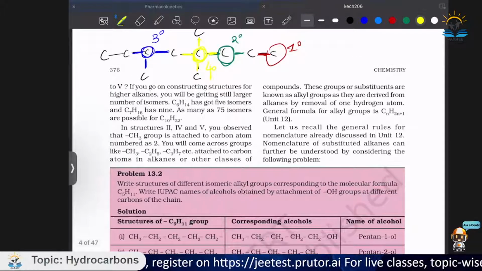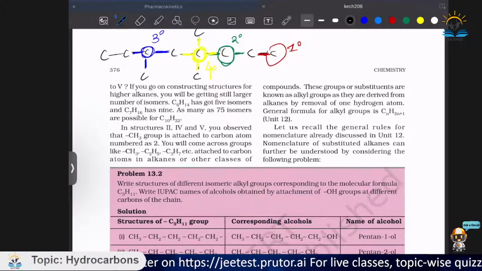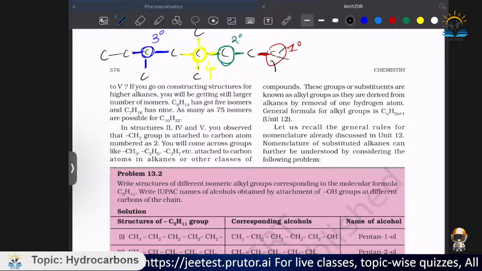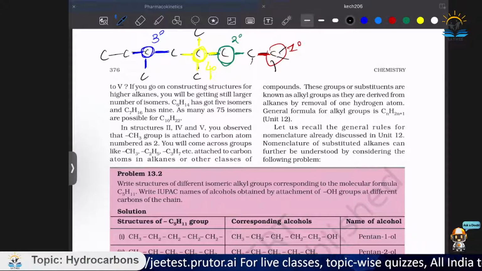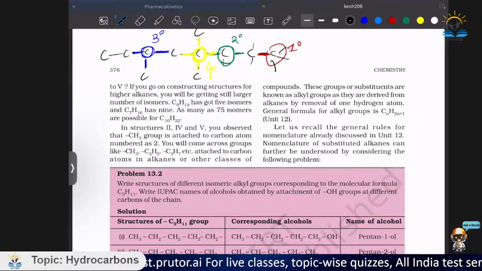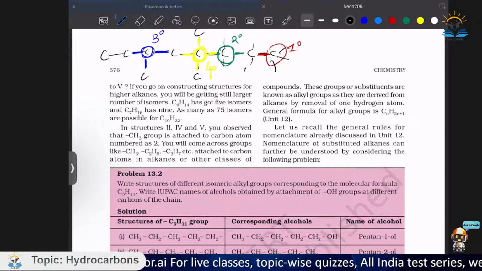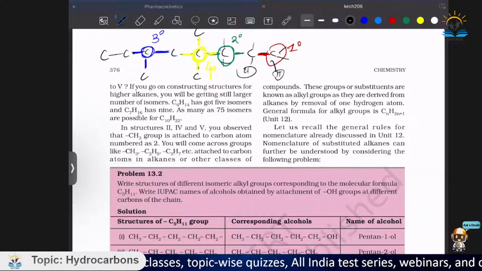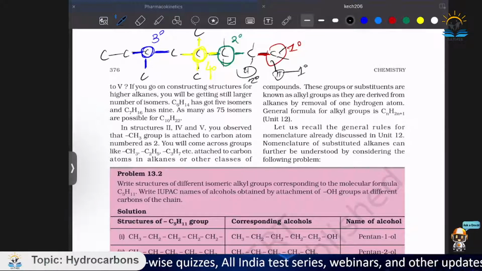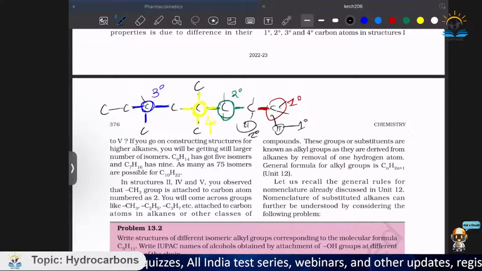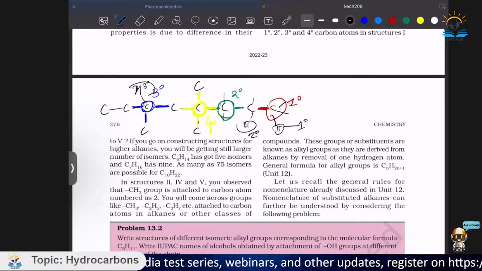Now, the hydrogens which are attached to these carbon atoms: suppose to this carbon atom, 3 hydrogens will be attached. To this carbon atom, only 2 will be attached. To this, 2 will be attached. These hydrogens are also named according to the carbon. This is a primary hydrogen. This is a secondary hydrogen. On a quaternary carbon, there is no possibility of adding a hydrogen. So on tertiary, this is a tertiary hydrogen.